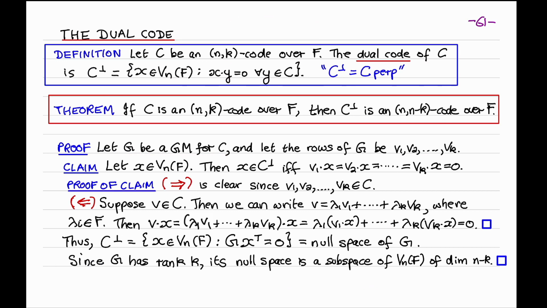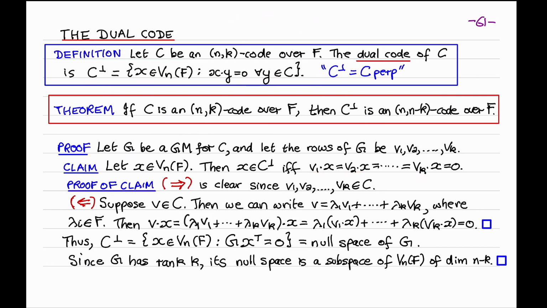Let me make the following claim. For any vector x, x belongs to the dual code of C if and only if x is orthogonal to each of the k basis vectors. The forward direction of this claim is clear, because if x is in the dual code, then x is orthogonal to every vector in C. In particular, it's orthogonal to the basis vectors for C.